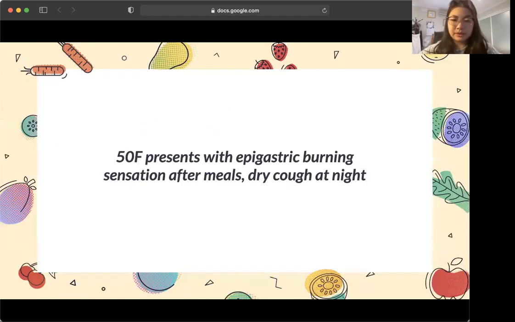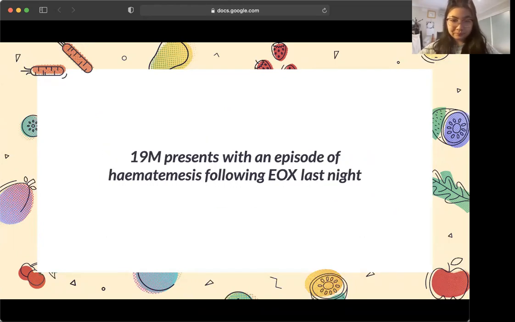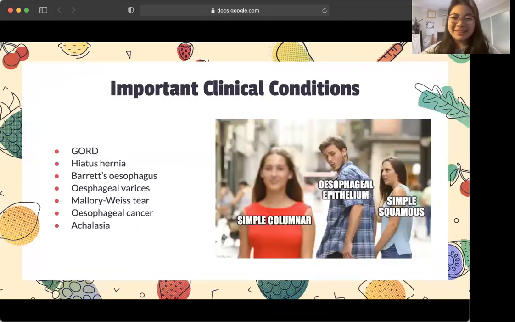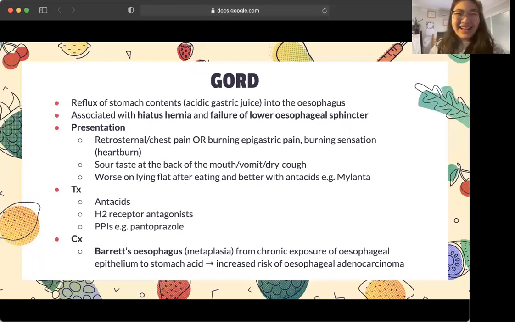Okay. So if we have a 50-year-old female presenting with epigastric burning pain after meals and a dry cough at night, what is your top differential? It should be good. Oops, we always pass that actually. Take a moment to appreciate, sorry, okay, moving on.